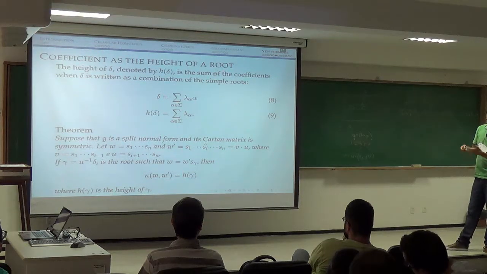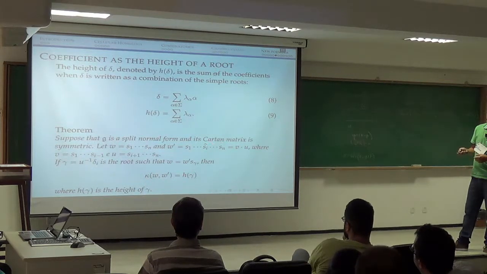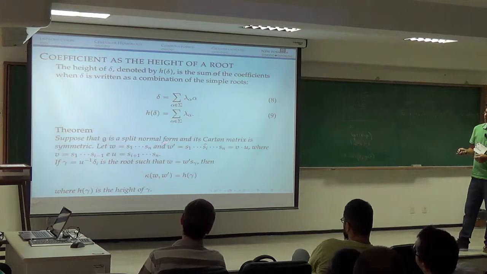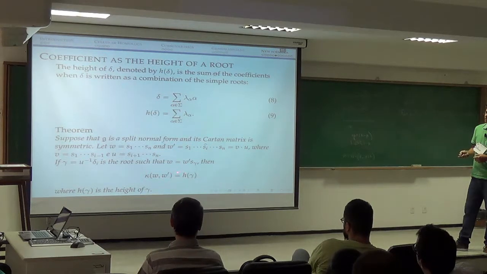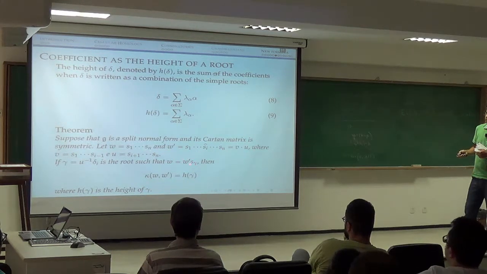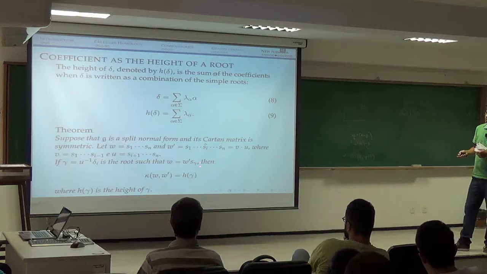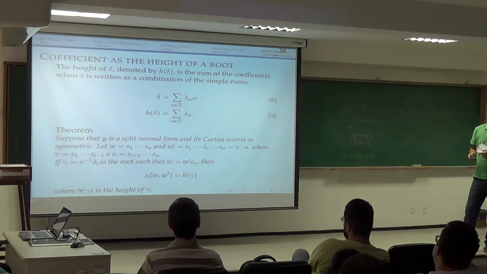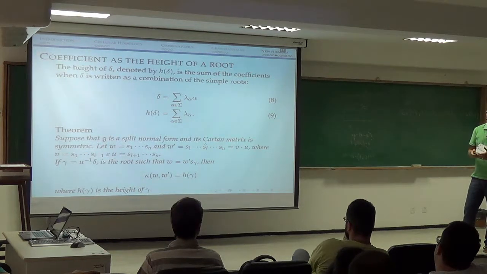So what appears to us with this technique is that this kappa, with this hypothesis, is exactly the height of the root gamma. That is the root that appears multiplying on the right here. So when we write w as w prime times s gamma, the height of this gamma gives us this kappa. And this is very general, because it only excludes the types B, C, G and F.